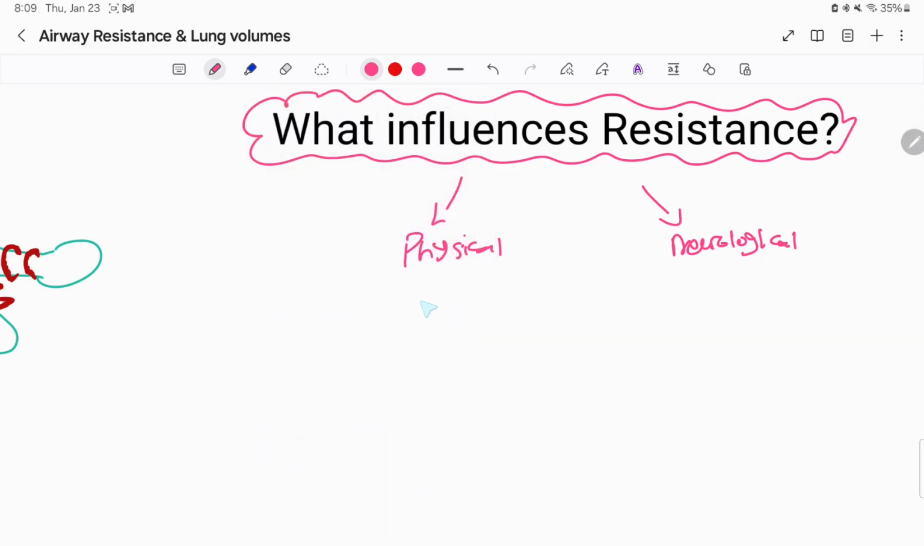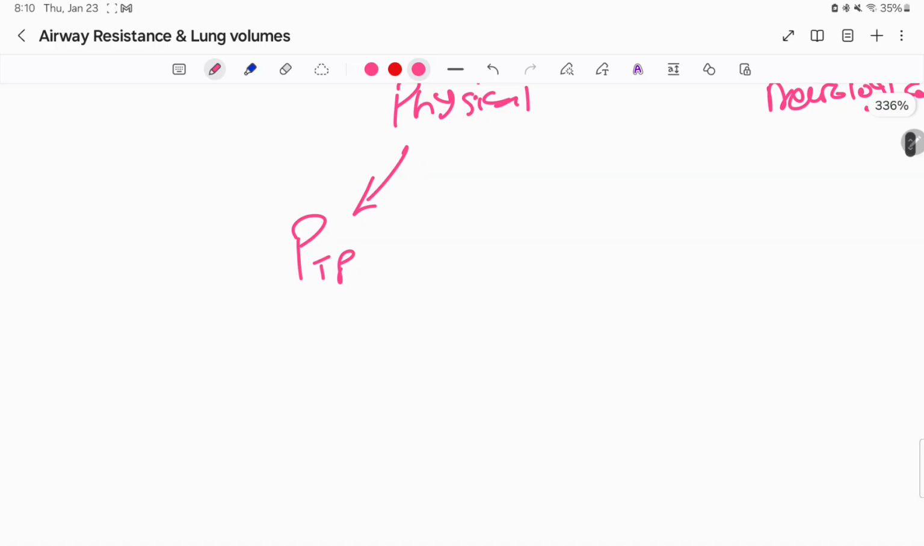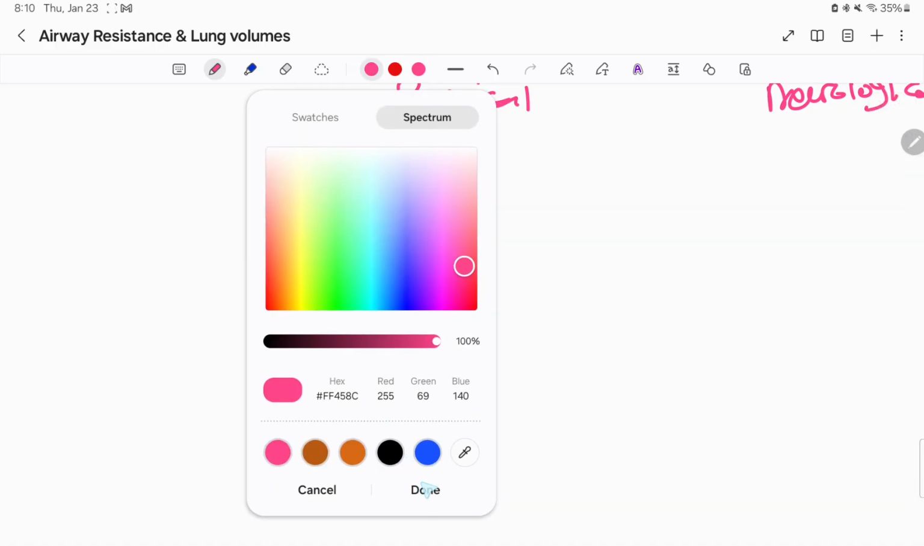So when we talk about this, what are the two physical things here? Well, the first thing is going to be your transpulmonary pressure. Man, this guy keeps popping up, guys. So what does this mean? It means that it's pretty darn important. And for example, let me ask you guys something.